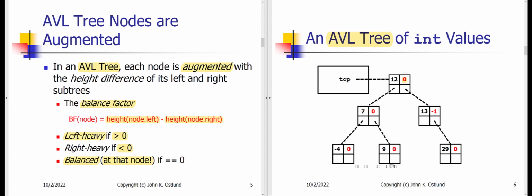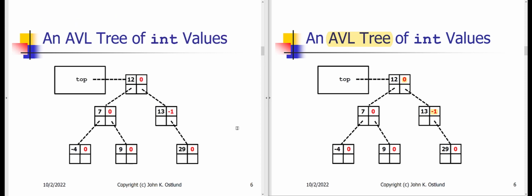And actually, for most of the nodes in this tree, the balance factor is 0. The one exception in this example is the node containing 13. The left subtree has a height of 0, and the right subtree has a height of 1. So 0 minus 1 is where we get our minus 1 balance factor from for that particular node.